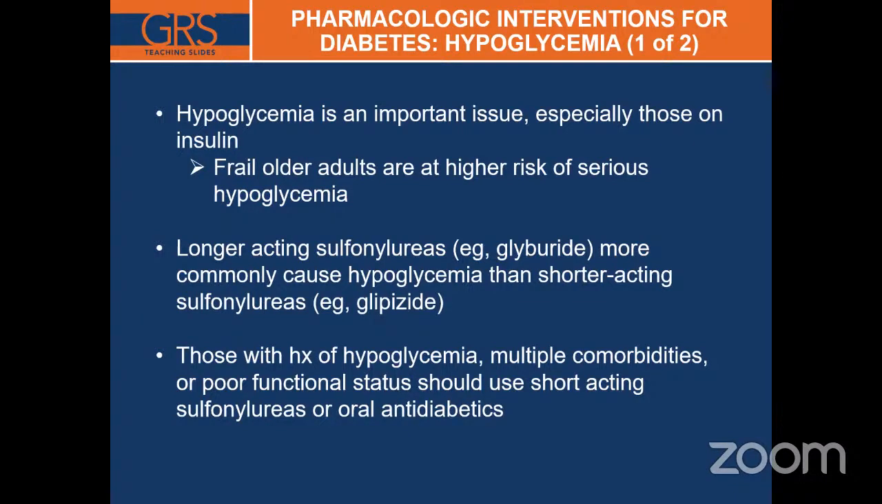The longer-acting sulfonylureas like glyburide are more likely to cause hypoglycemia than the shorter-acting ones like glipizide. Also, the older adult population who have a history of hypoglycemia, multiple comorbidities, or poor functional status should use the short-acting ones, or they should use the oral antidiabetics versus the insulin.